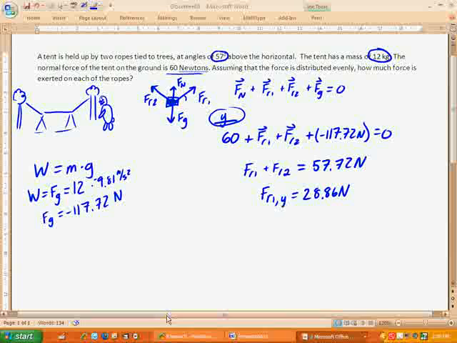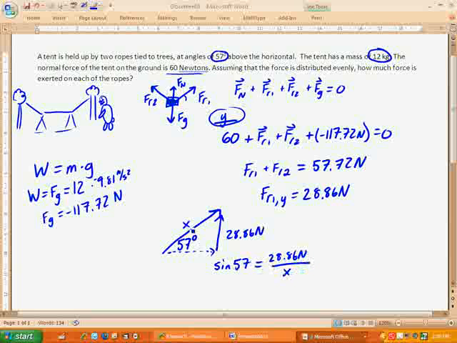Okay, so that's in the y direction. And so to finish off the problem, I know that the force on both the ropes is going to be the same. So if I take that and I draw that was 57 degrees. So now I'm actually going to use that angle. I know that the force in the y direction has to be 28.86 newtons. Okay, I do have an x component there as well, but it looks like I need the opposite over the hypotenuse. So sine of 57 is equal to the opposite, 28.86 newtons, divided by the hypotenuse, or x. That's what I'm looking for.